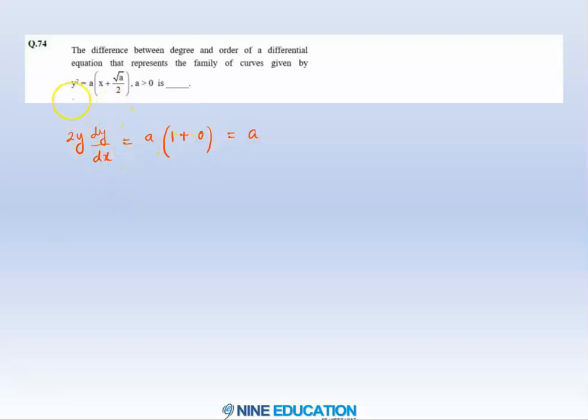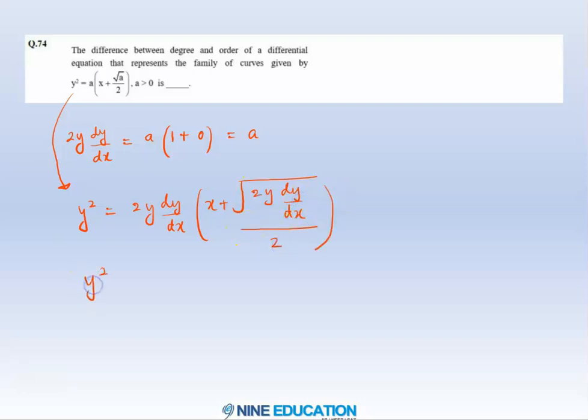So we are left with only a. We'll use this value of a in the given equation in order to make the differential equation. So y square is equal to, in place of a we have 2y dy by dx, and then x plus root over, again in place of a, 2y dy by dx divided by 2. Now we can write y square is equal to 2xy y dash plus, this 2 and the outside 2 will get cancelled once they multiply. So we will have y dash square root of 2y dash.